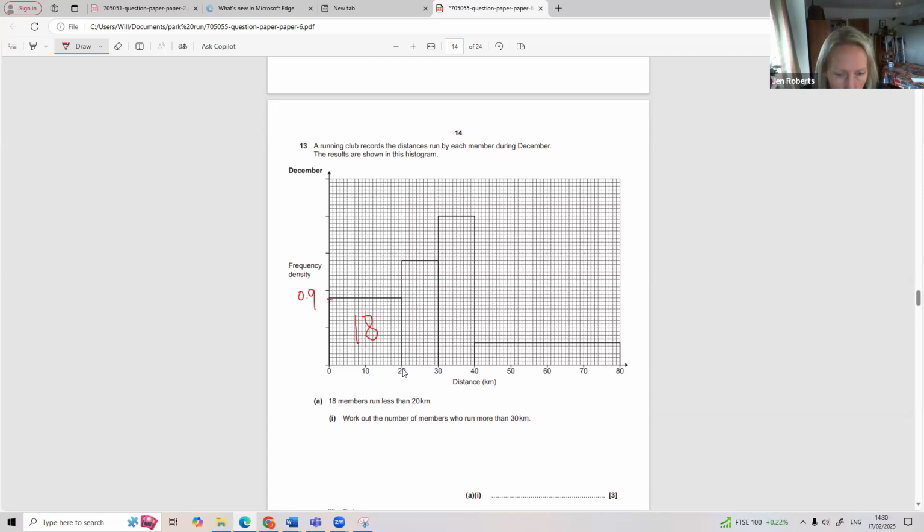Work out the number of members who run more than 30 kilometers. So we need the area of this bar and the area of this bar here. So we need to work out a scale for this frequency density. I'm thinking that's going to be 1 there.